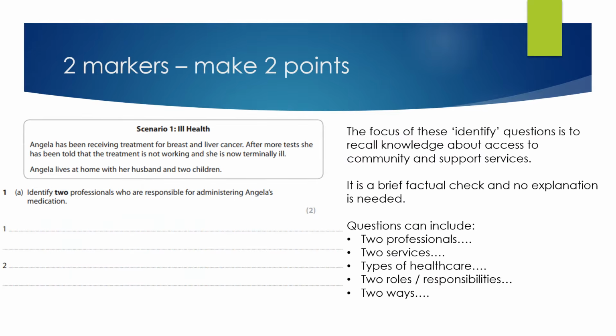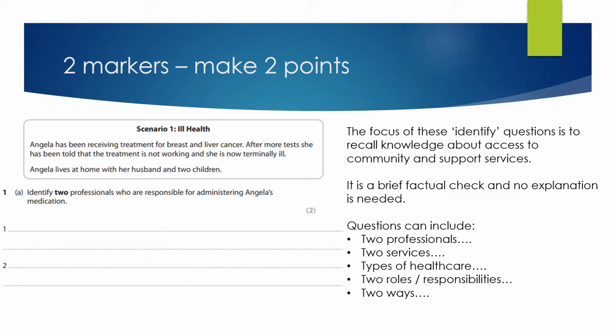So let's take a look at the 2 markers. And again, you make 2 points. So just as this example question here: identify 2 professionals who are responsible for administering Angela's medication. Obviously, Angela is receiving treatment for breast cancer and liver cancer. So in this context, we just need to identify 2 people who would work with Angela. And again, we don't need to put any detail, we don't need to put any description, we just simply identify. It's the fact check the information.